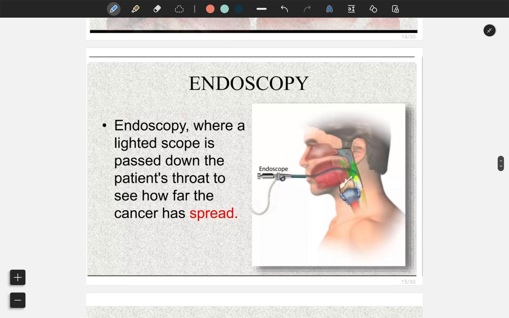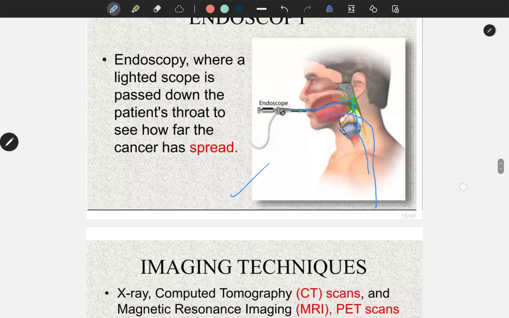Then the second examination is endoscopy. With the help of the endoscope, a lighted scope is passed through the patient's throat to see how far the cancer has spread. The lighted camera or a part of the endoscope is passed through the oral cavity through the throat to check the spread of the cancer, whether it is more or less, so that we can take proper care.